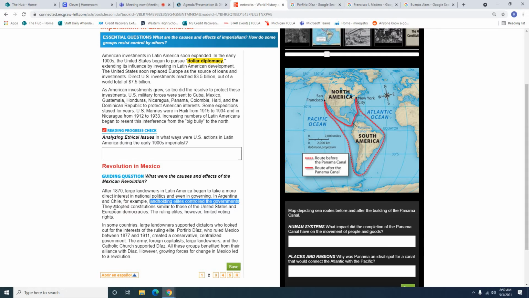What's new, though, is that they're going to start to adopt constitutions similar to that of the United States, and, of course, other European democracies, i.e. England, Great Britain would be a great example. But the ruling elites always try to limit voting rights. There's no universal voting right or suffrage that exists at this point in the Latin American countries. So that's going to change. It's going to change through revolution, with the throwing off of the shackles of the remnants of the old Spanish Empire.